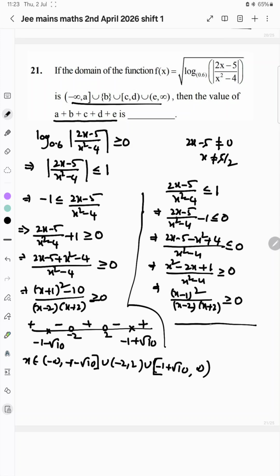So here the critical points are 1 and minus 2 and 2. Here minus 2 and 2 are not possible, so open bubble, but 1 is possible, right? So dark bubble. Next you can see now 1 is possible, right?